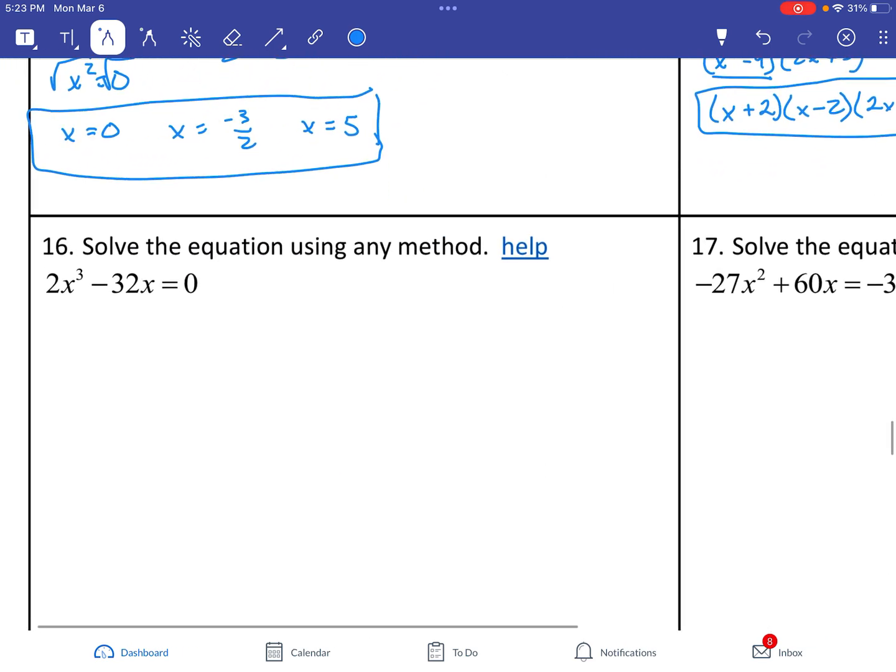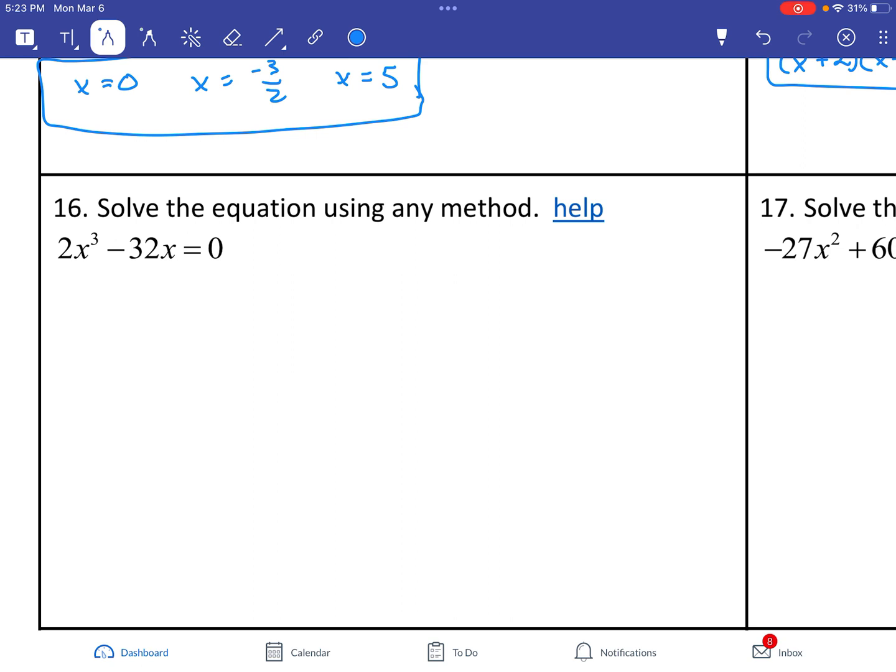Next. This is a problem where we have a greatest common factor. You have 2 and negative 32, you can take a 2 out. And you have x cubed and x, you can take an x out. What's left over is x squared minus 16 equals 0. Now the 2x is done. I'm going to put that down here and set it equal to 0.